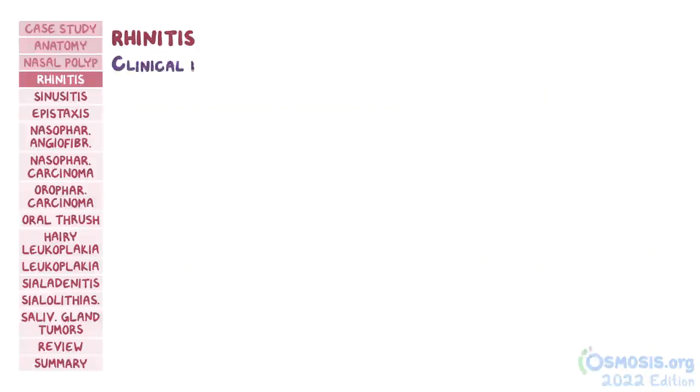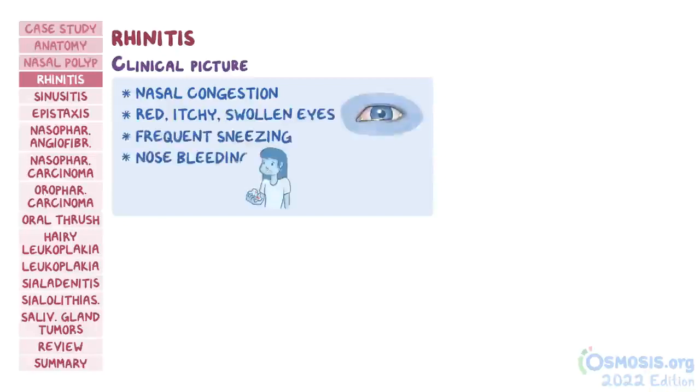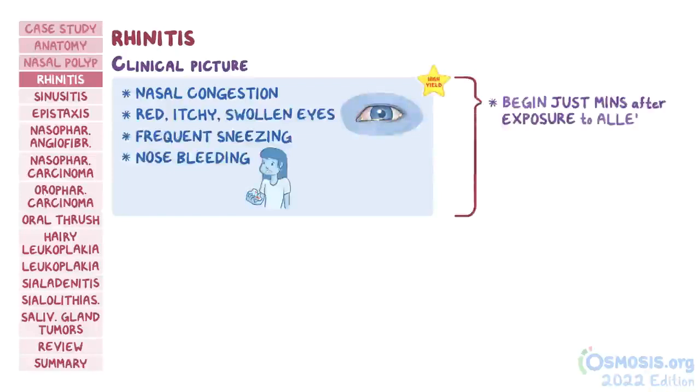Remember, the typical clinical picture usually consists of nasal congestion, red, itchy, swollen eyes with frequent bouts of sneezing, and in some cases, nose bleeding. These symptoms can begin just minutes after exposure to the allergen and can persist for weeks at a time.